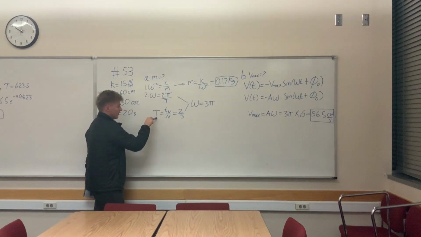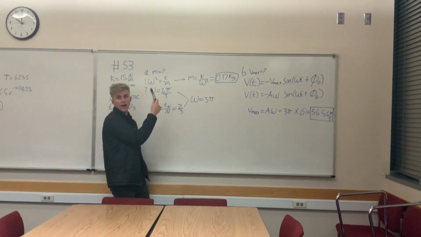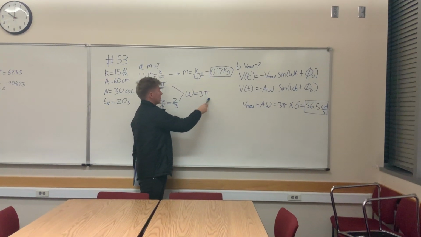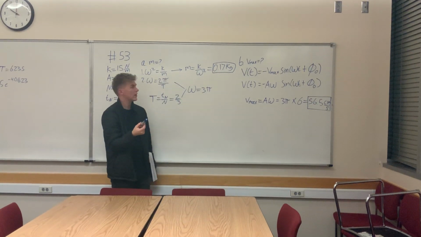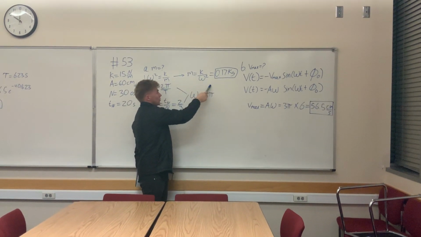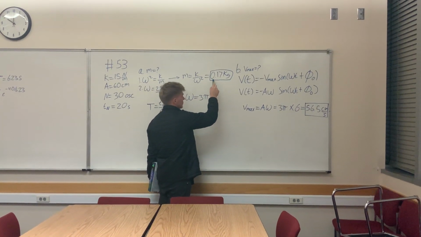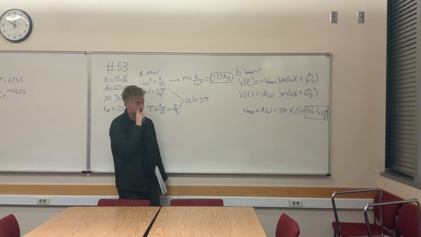And then when we plug this T of 2/3 into this equation, it simplifies to omega equaling 3 pi, which we can then plug in along with our k constant. When we do our math here, we find that the mass of our ball is equal to 0.17 kilograms.